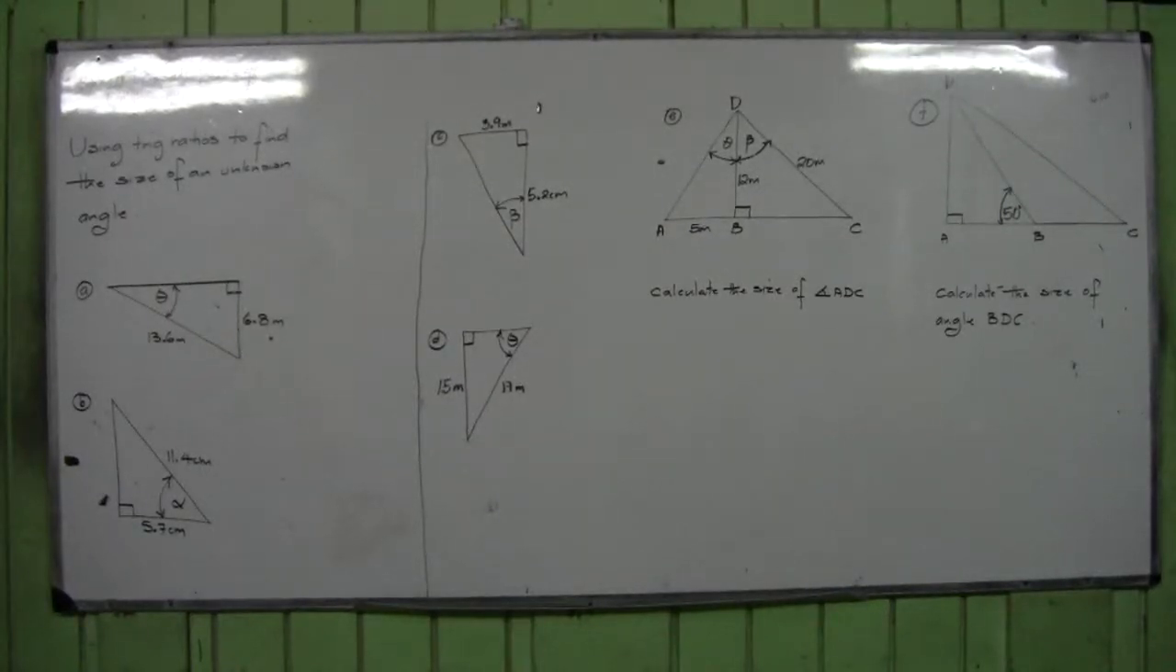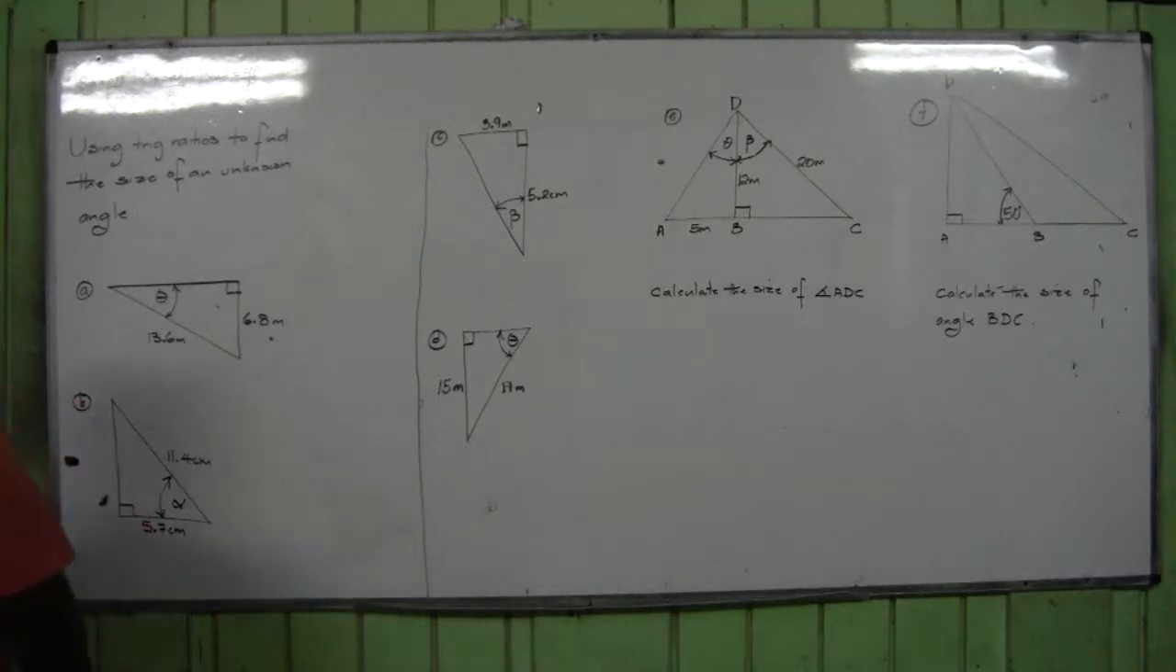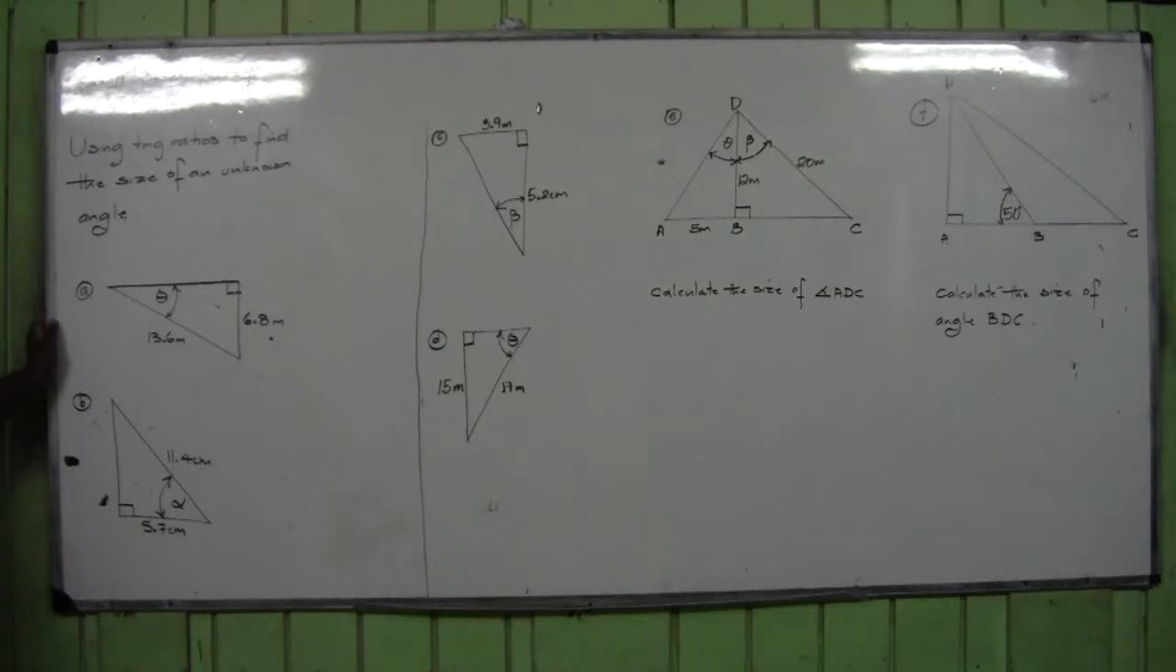Alright, so let us look at using trig ratios to find the size of an unknown angle. With trigonometry you always start from the angle, and the reason you start from the angle is because opposite and adjacent depends on the angle.